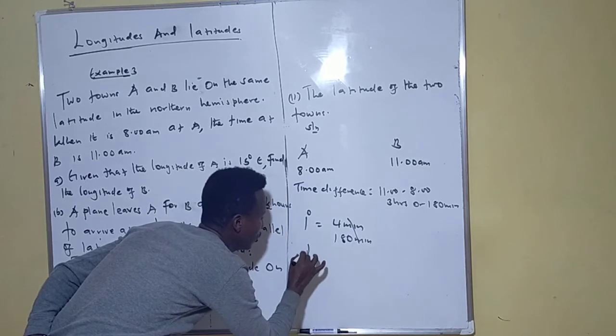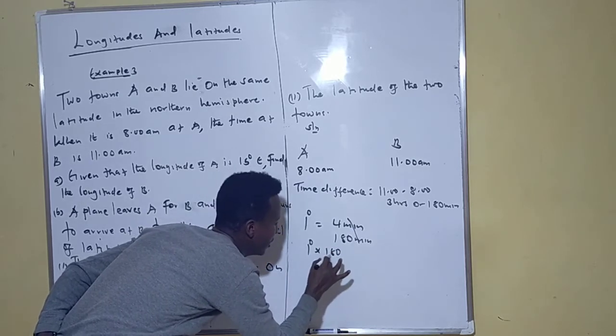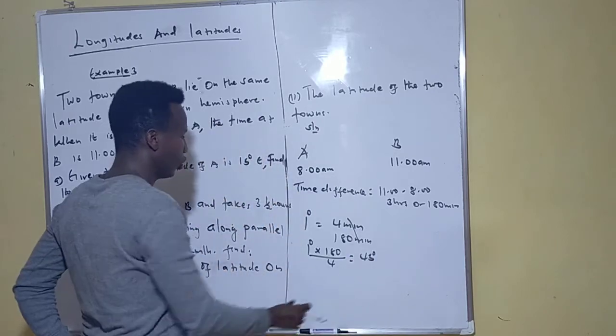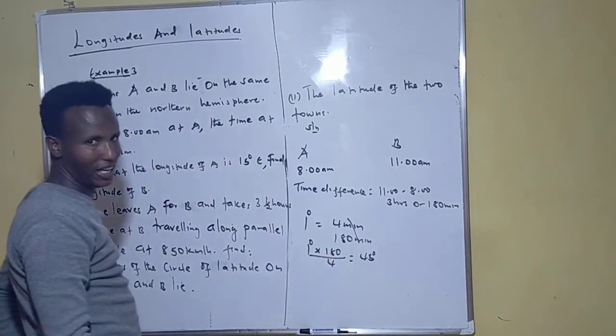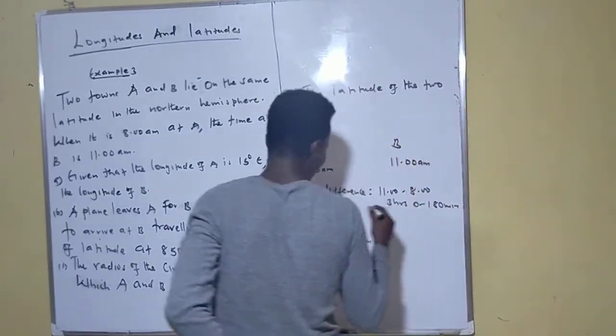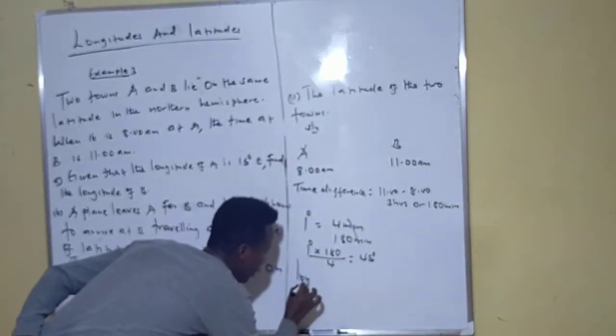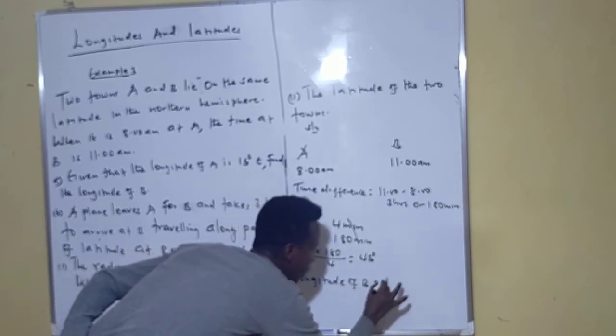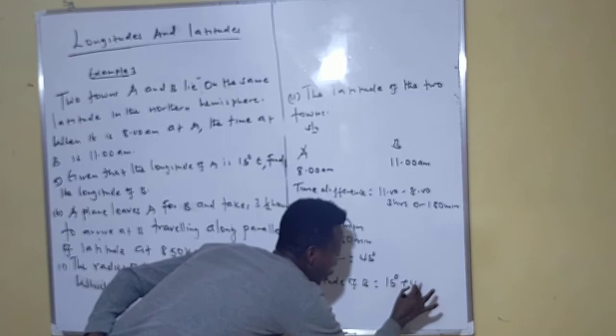So it will be 1 degree times 180 divided by 4. That will give you 45 degrees. So this is the difference in longitude. Just understand that. So if I want to get the longitude of B, longitude of B will be 15 degrees plus 45 degrees.